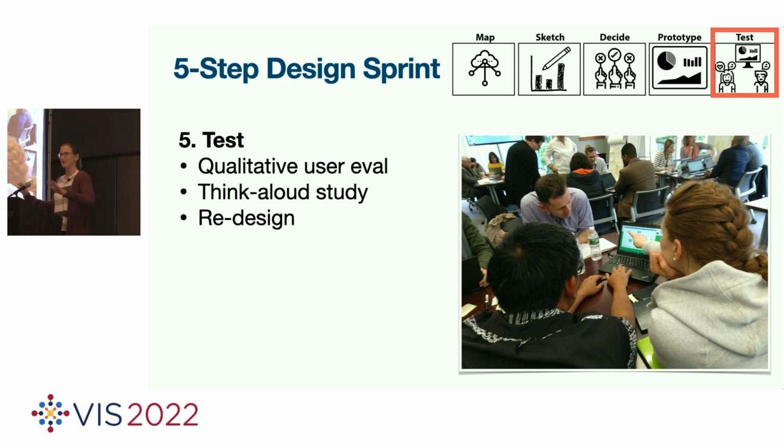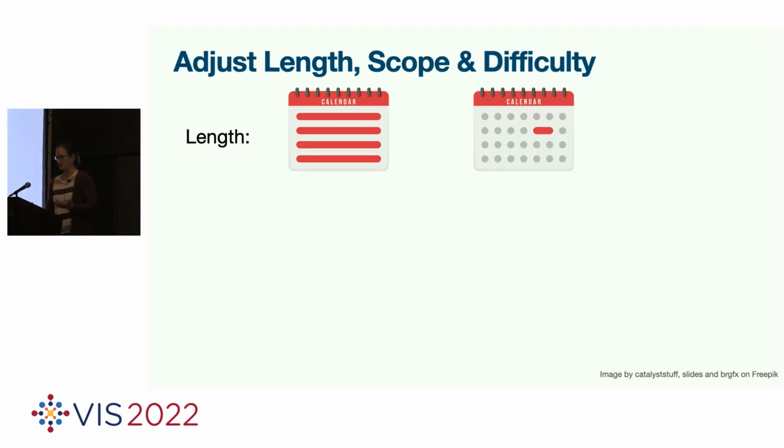I know that was quick, but that's basically the design sprint in a nutshell. And we found that the design sprints are quite flexible in that you as a teacher can set the difficulty, the length, and the scope of a design sprint. What that really means is that first you can decide on the length of a design sprint. You can make it last an entire semester, or you can fit it into 2 days.